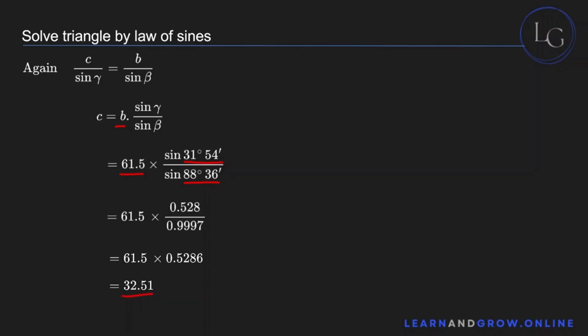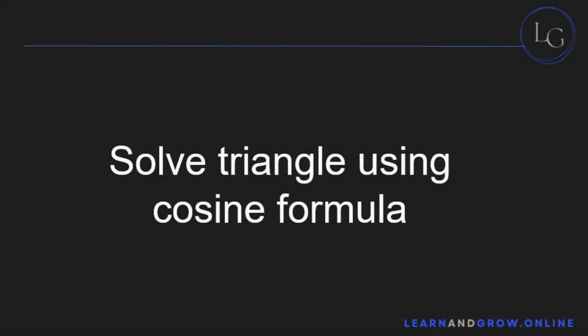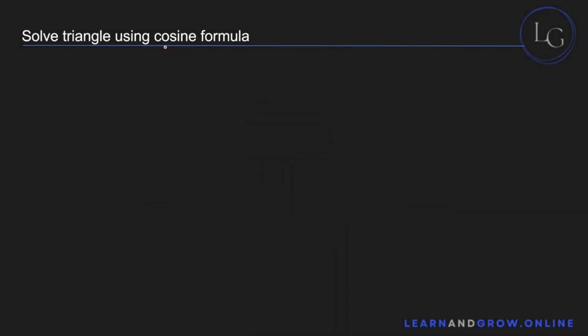And so now you have all of the requirements. You have sides A, B, and C, and you also have angles alpha, beta, and gamma. So you've solved the triangle by using the law of sines. Now let's solve a triangle using the cosine formula.